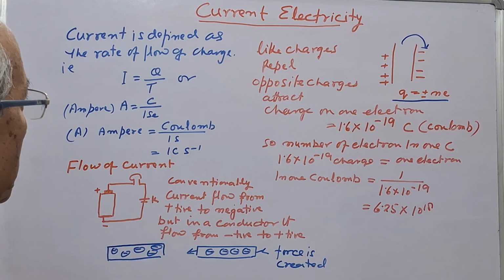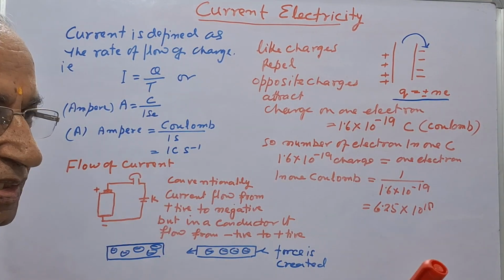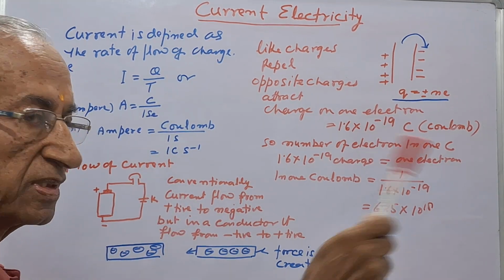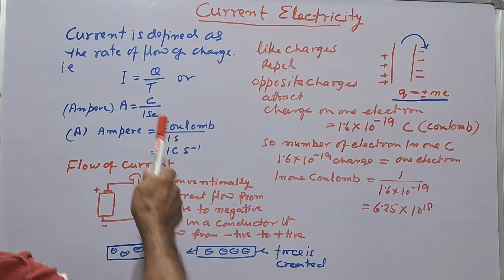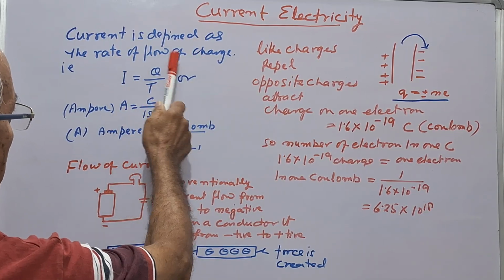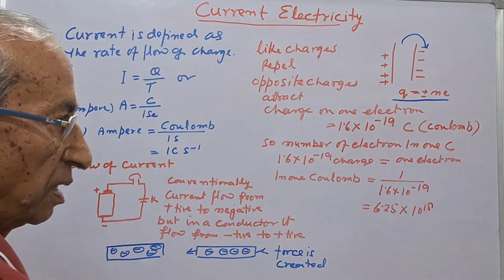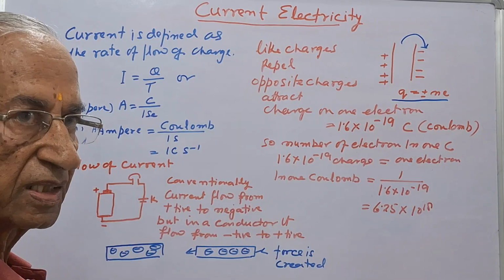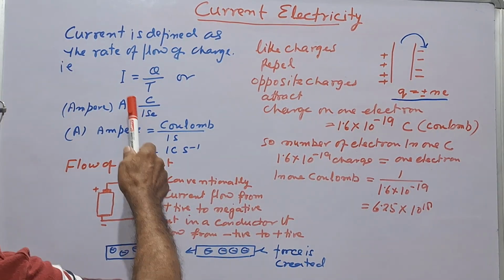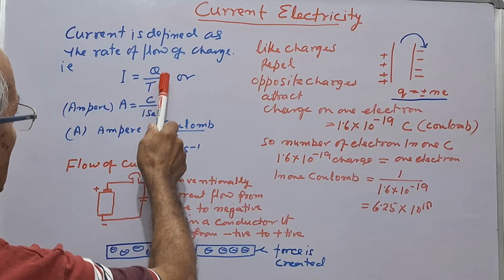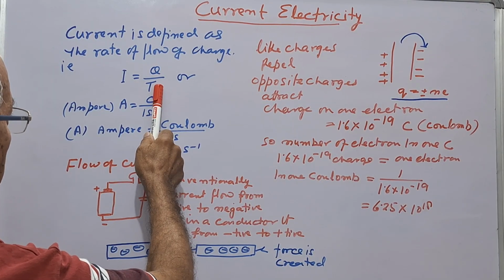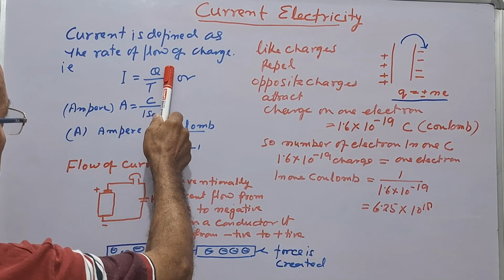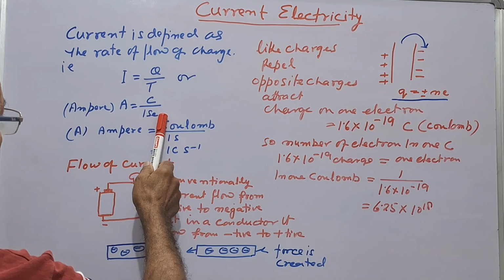Now again listen. Current is the flow of charge in a unit time through a cross section from a single point. Current is defined as the rate of flow of charge, that is simple language. But actually, it is the flow of charge from a single point of a cross section area in a unit time. So I is equal to Q upon T, where Q is the charge and T is the time, and the unit of the current is ampere A, the unit of the charge is coulomb, and the time is 1 second.